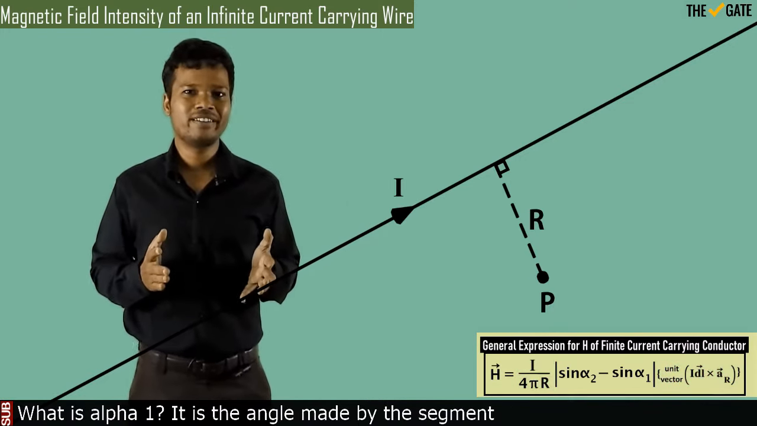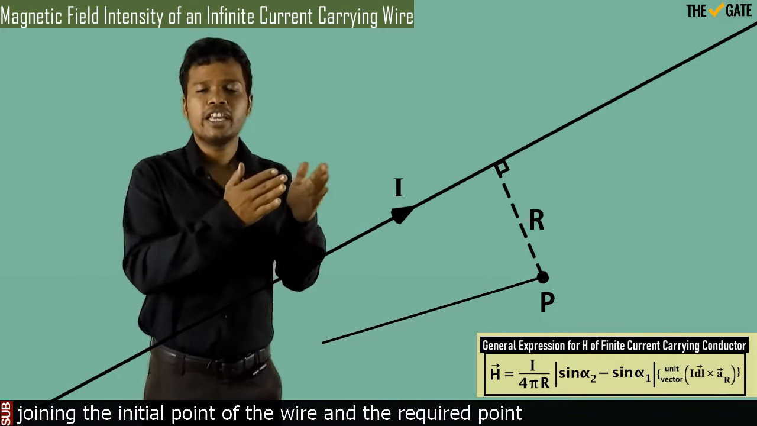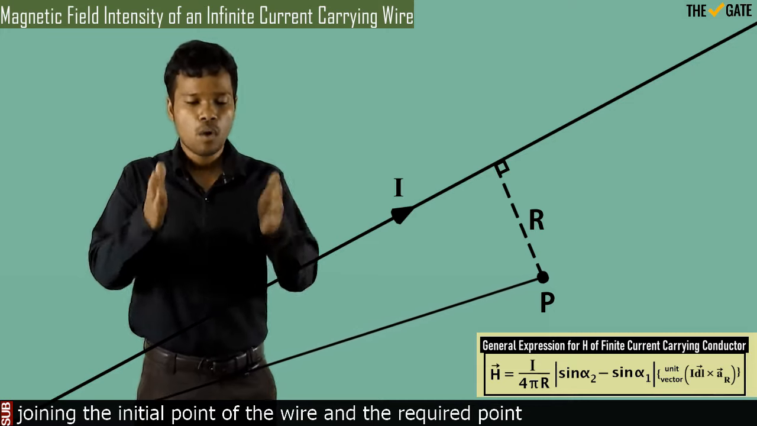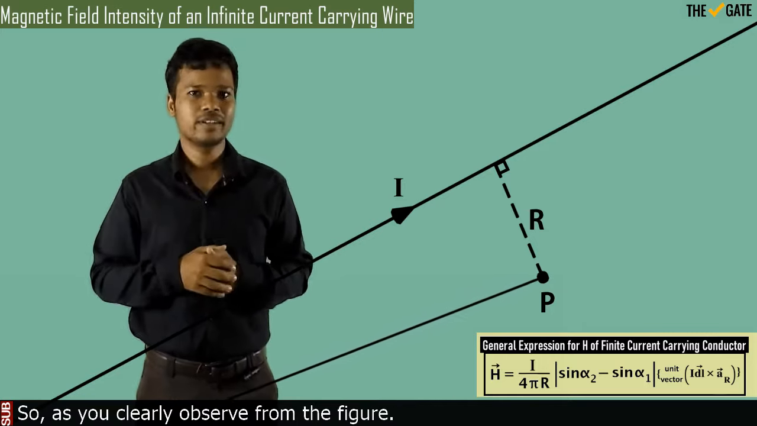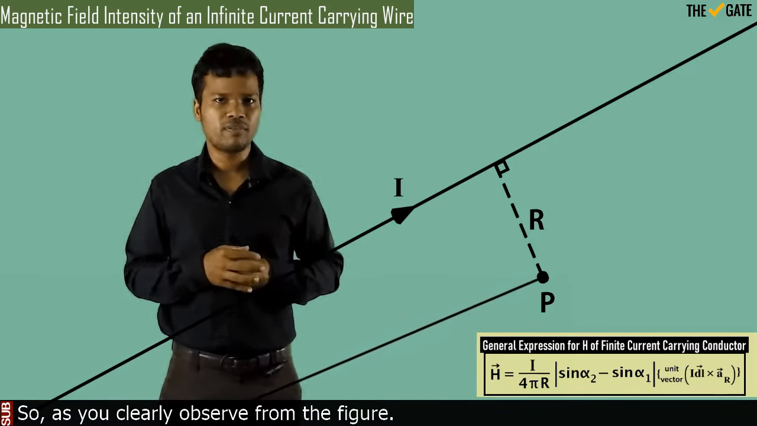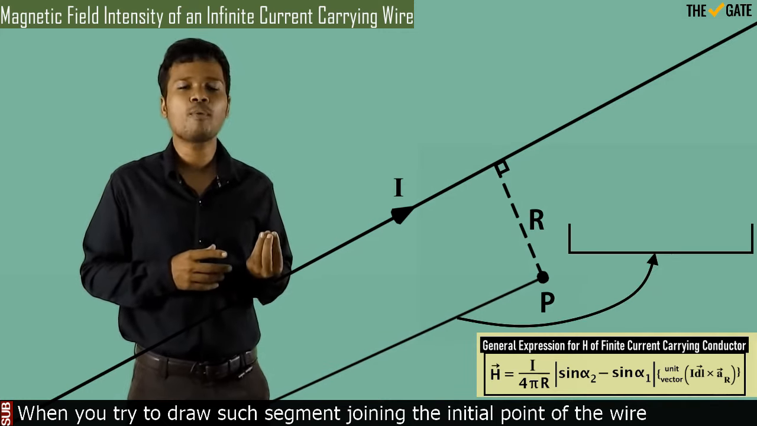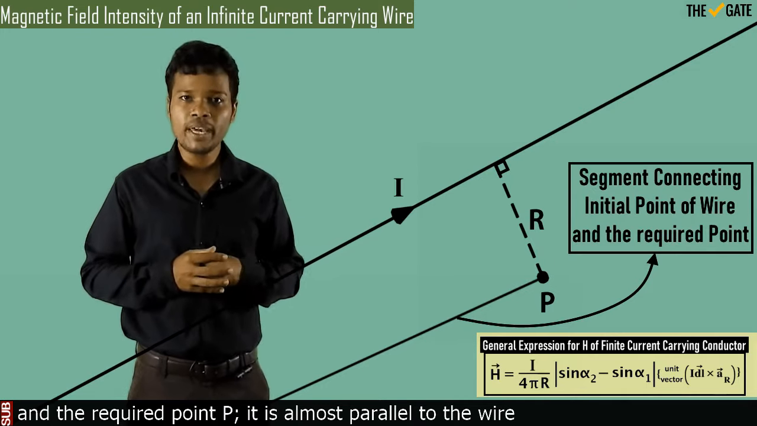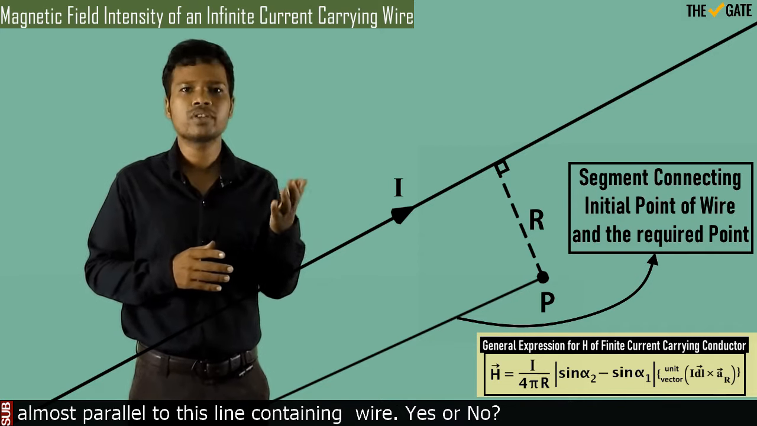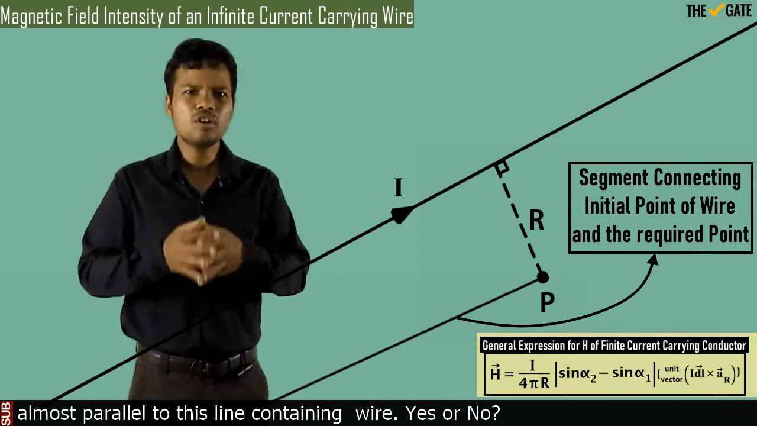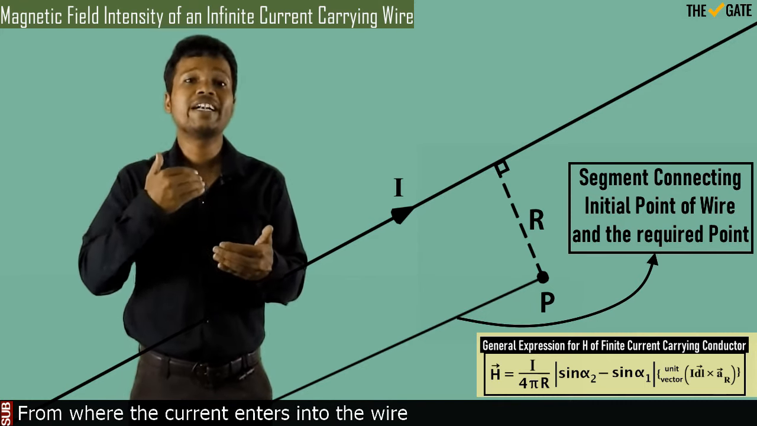What is alpha 1? It is the angle made by the segment joining the initial point of the wire and the required point with the perpendicular distance capital R. Am I right? So as you clearly observe from the figure, when you try to draw such segment joining the initial point of the wire and the required point P, it is almost parallel to the wire, almost parallel to this line containing wire. Yes or no? It is quite obvious. What is initial point? From where the current enters into the wire.